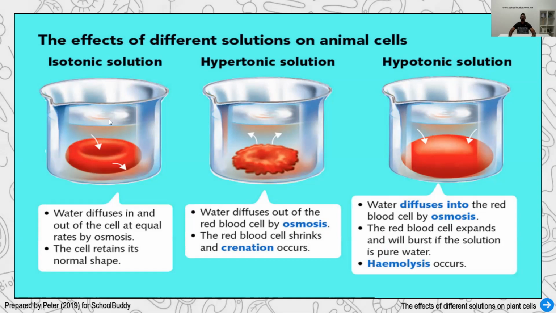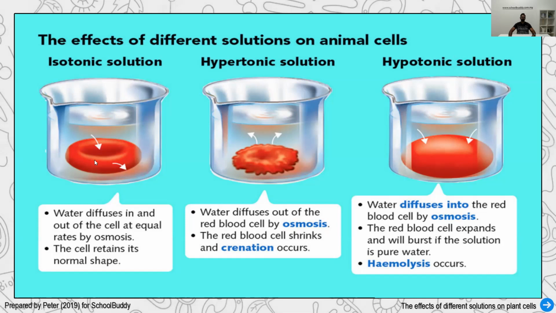In this case, we're going to see an example of animal cells. Obviously, we are seeing red blood cells here, because red blood cells are animal cells. So let's particularly look at the isotonic solution compartment here. When we put red blood cells inside the isotonic solution, for example in a beaker, water will go in and also water will leave at an equal rate, and this process is done by osmosis.